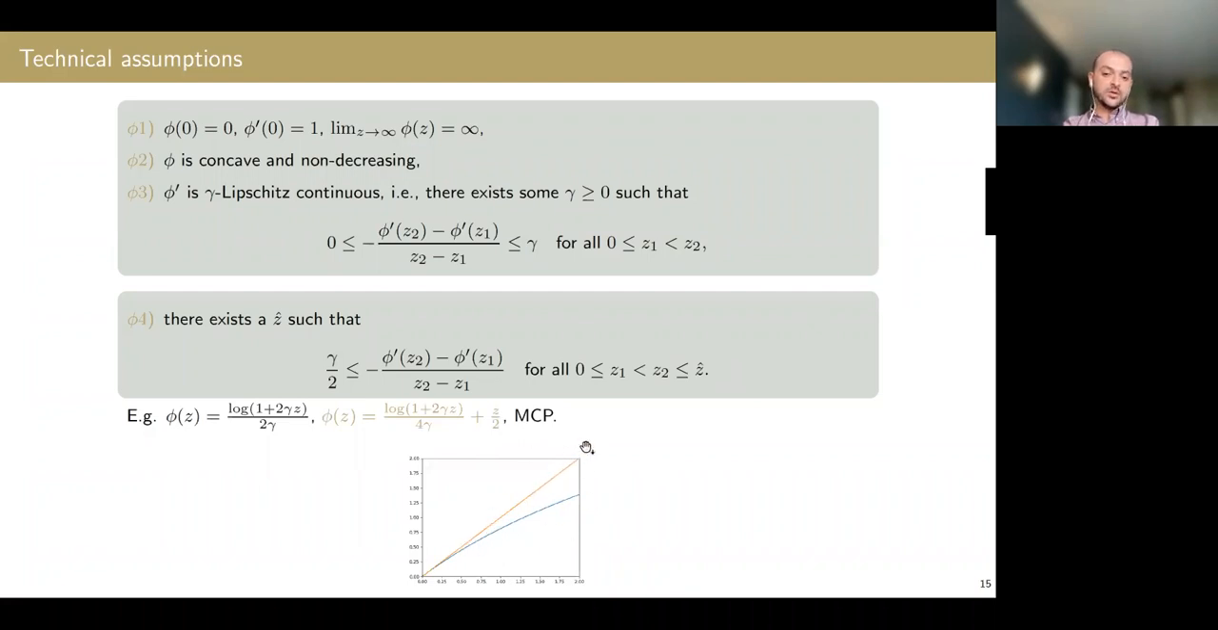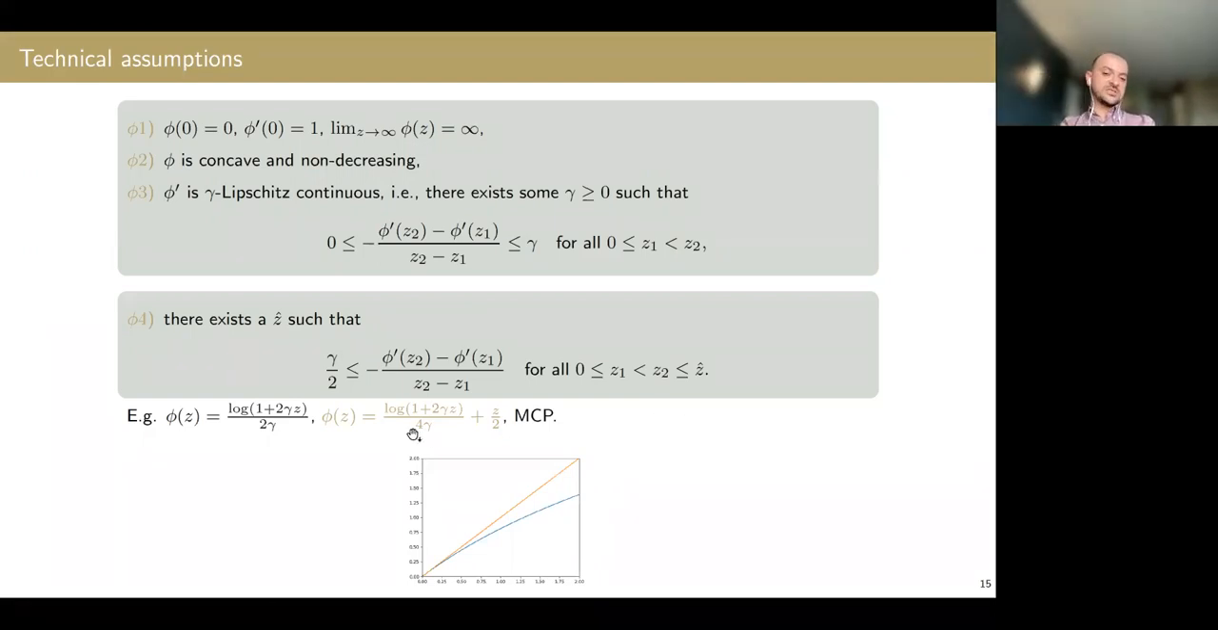So the yellow curve here is the ReLU, y equals x, and then the blue one is the type of phi that we want, right? So we want it to be a little bit curved. We want it to be concave, but around 0 behave pretty much like y equals x.